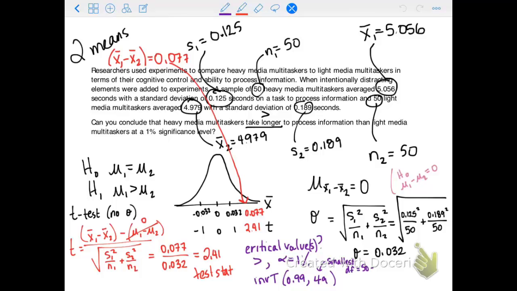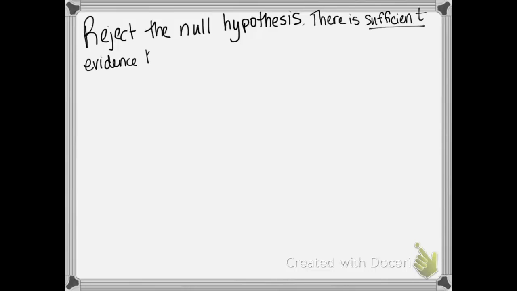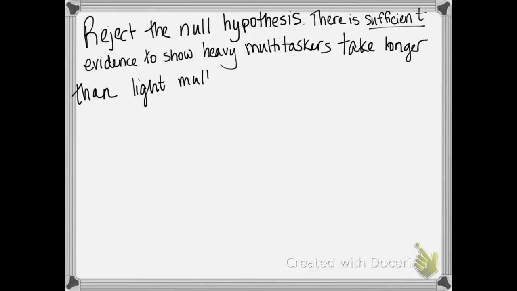My degrees of freedom here, I'm going to use the smaller degrees of freedom from the two. So n1 minus 1 is 49, n2 minus 1 is 49. I'm just going to have to use 49. My critical value is approximately 2.40. That's just using sort of an approximation with that degrees of freedom. Okay, so I reject the null. In fact, the test statistic sits in the critical region. Therefore, there is sufficient evidence to show that heavy media multitaskers take longer than light media multitaskers. So that's great. We're done.